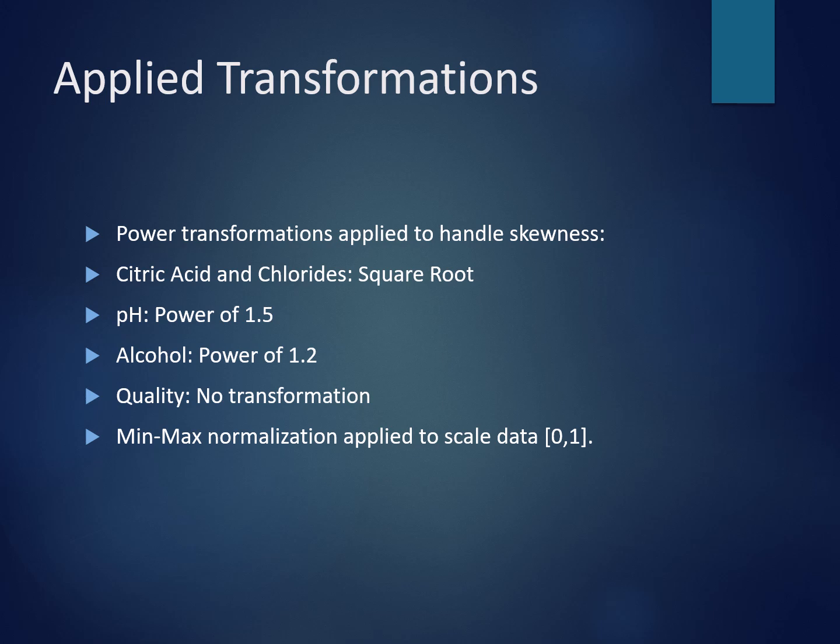To prepare the data for modeling, I applied mathematical transformations. Citric acid and chlorides were square rooted to reduce skewness, pH was raised to the power 1.5 and alcohol to 1.2 to normalize their effects. The target variable quality remained untransformed for interpretability. Following this, all values were normalized using min-max scaling to keep them within a 0 to 1 range. This step ensures comparability across variables.